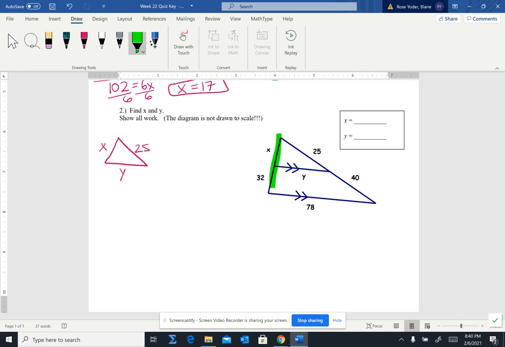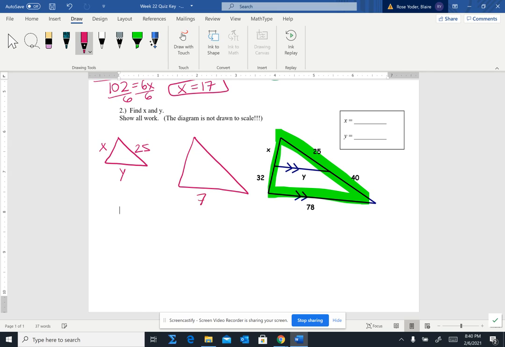Now here's the part where we really have to focus. Next, we're going to draw the big triangle. The base is just 78, but the other two sides are what we have to think about. So 25 and 40 put together is 65. So that's the right-hand side. And then I also have to put the X and the 32 together. So I also have to add those two pieces together to get the total length.